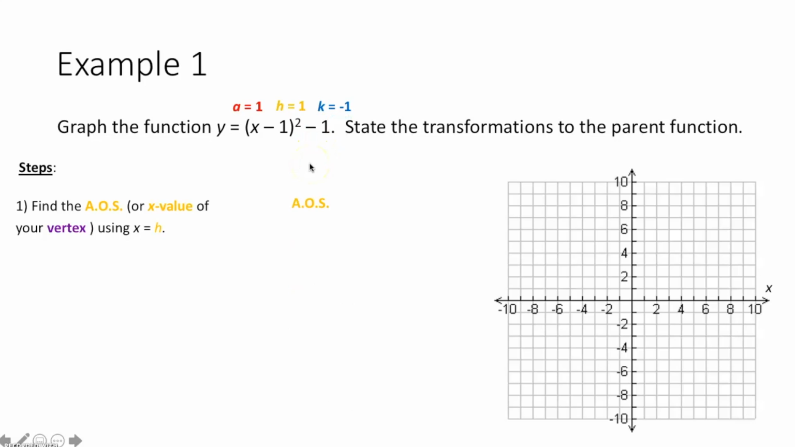Our axis of symmetry is x equals h, which in this case is 1. So we're going to have an axis of symmetry at x equals 1. So we put a vertical line to create our axis of symmetry at x is equal to 1 because that's the equation of a vertical line.